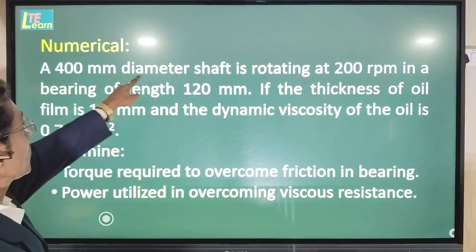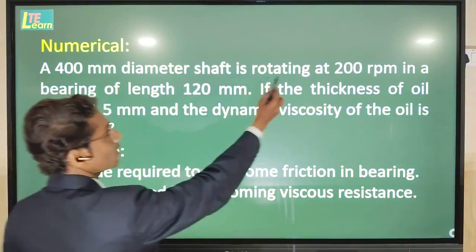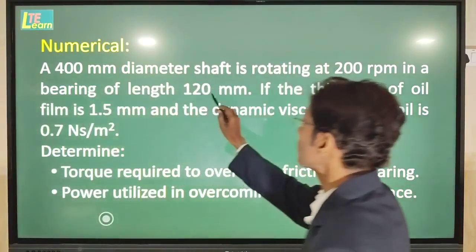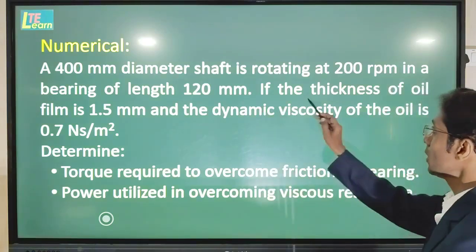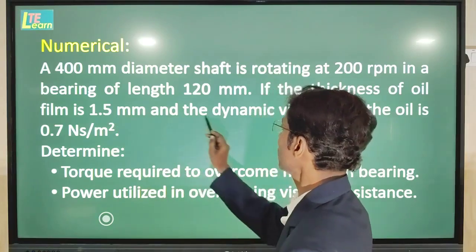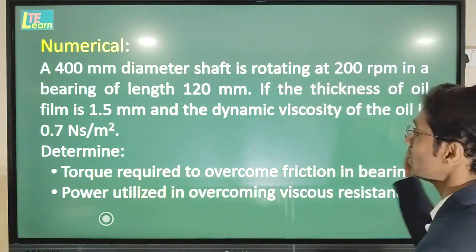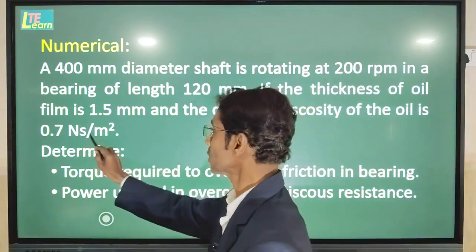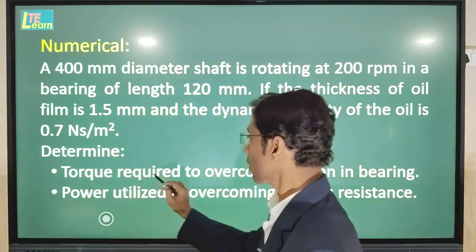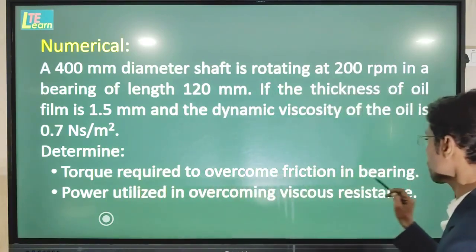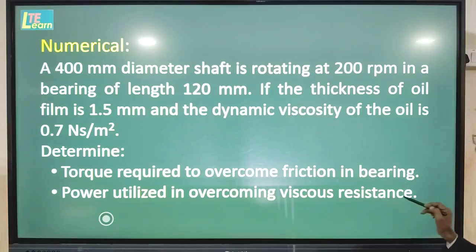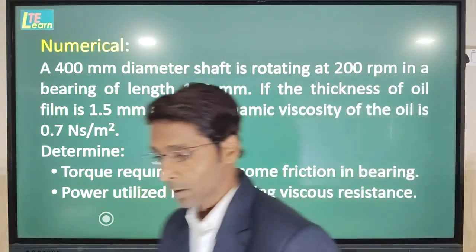A 400 mm diameter shaft is rotating at 200 rpm in a bearing of length 120 mm. If the thickness of oil film is 1.5 mm and the dynamic viscosity of the oil is 0.7 Newton second per meter square, determine the torque required to overcome friction in the bearing and the power utilized in overcoming viscous resistance.